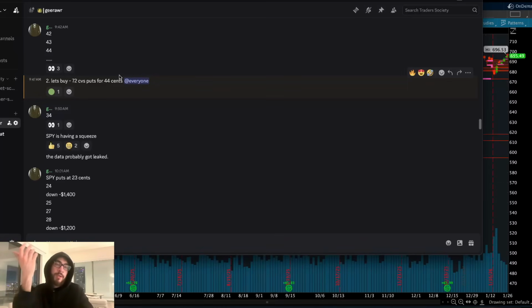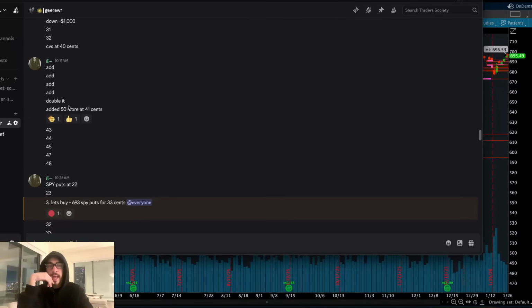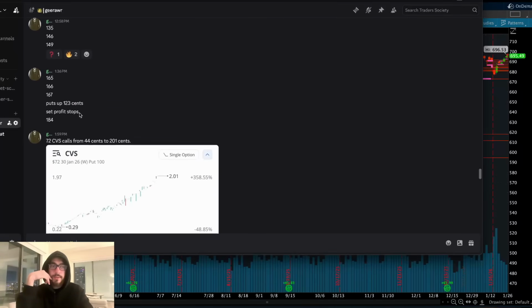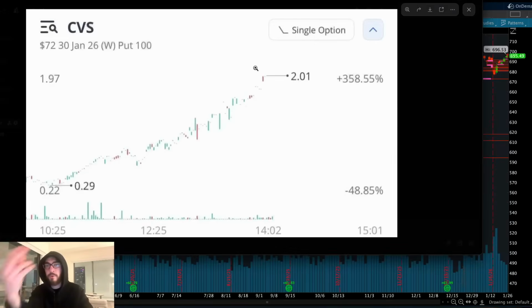So that's the beauty of the profit stop. The only risk you're taking is just risking some of the profit that you're already up to make a ton more. And you do it quickly. We add to winners quickly. So 72 strike CVS puts for 44 cents a contract. Add. It goes to 200 cents. This was the second trade of the day. 400%. Boom. Added to the winners, doubles the gains.